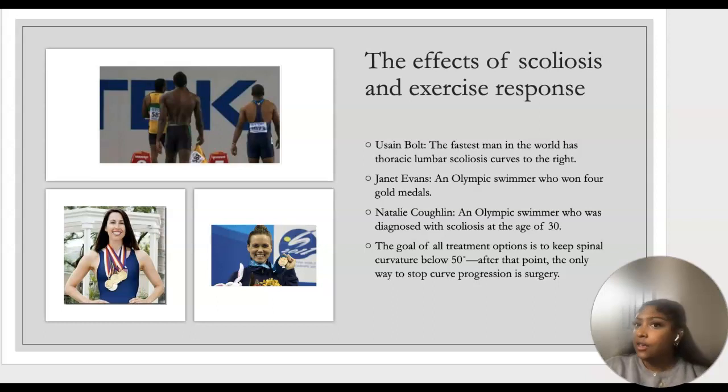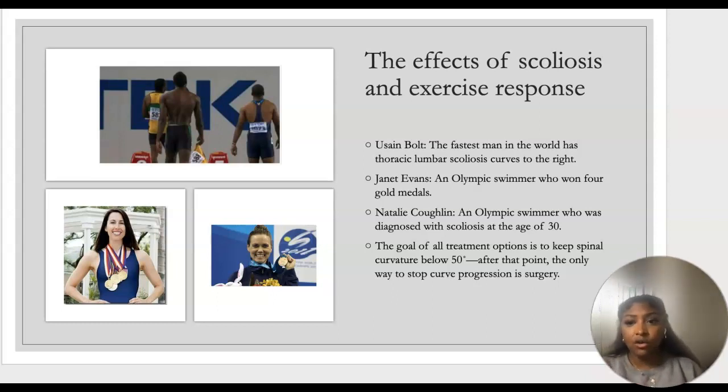Next we have the effects of scoliosis and exercise response. Contrary to beliefs, a lot of people with scoliosis can still perform regular day-to-day exercises. The only time it actually affects one's capability for exercise is if there is a progression of 30 to 50 degrees of the Cobb angle. That's when you hit adulthood and it truly affects your exercise abilities and health. But again, the medical industry has known what to do for it properly for so long that it never really gets to that state, so it's very rare.